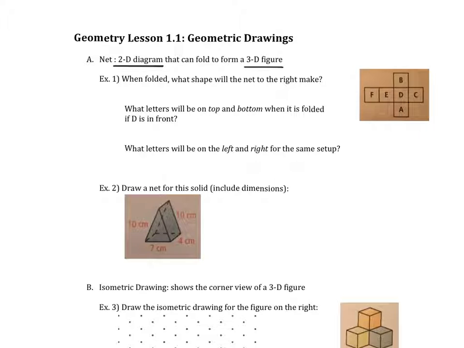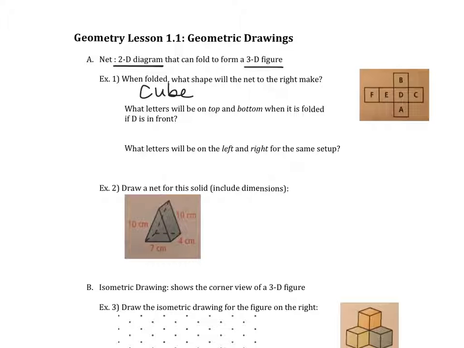Example 1 here. It says, when folded, what shape will the net to the right make? So what is that, FEDCBA? What is that shape going to be when you fold it up? A cube, right? Everything's a square. If you put 6 squares together to make a three-dimensional figure, you would get a cube. Okay, so that's the first little question there.